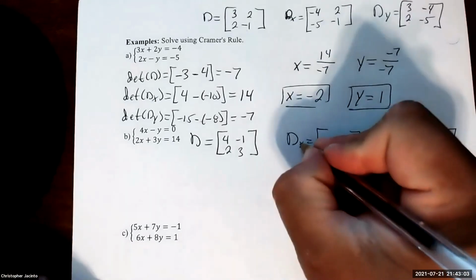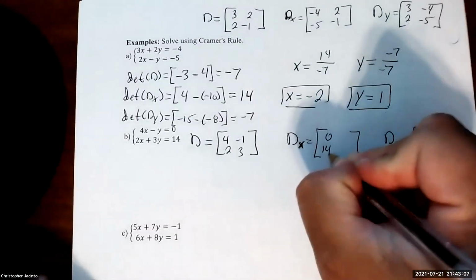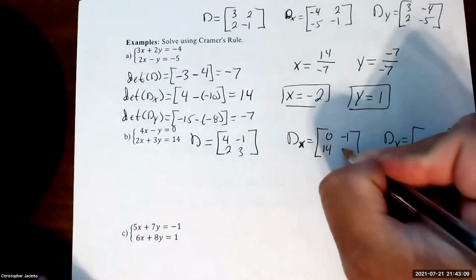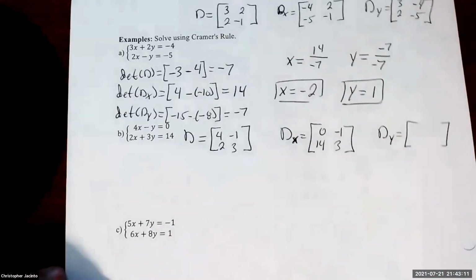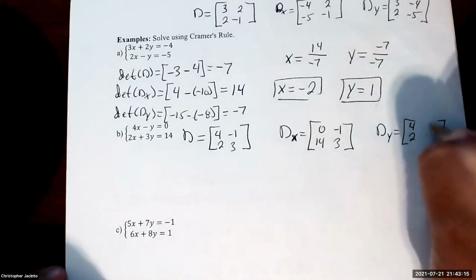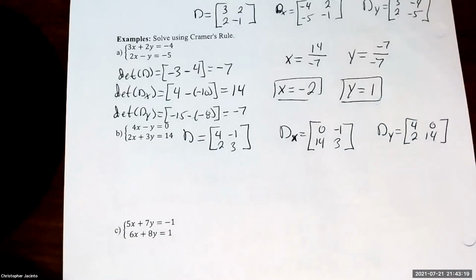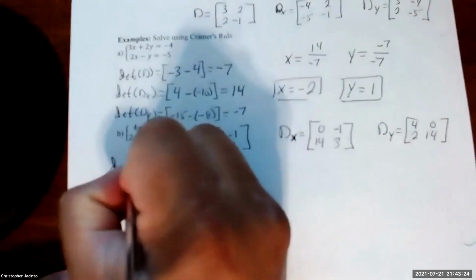All right, for dx, x has now become 0 and 14. The y's stay the same, so negative 1, 3. And then lastly, for dy, the x's stay the same, but now the y's are 0 and 14. All right, same thing. Now let's find the determinant of each one.